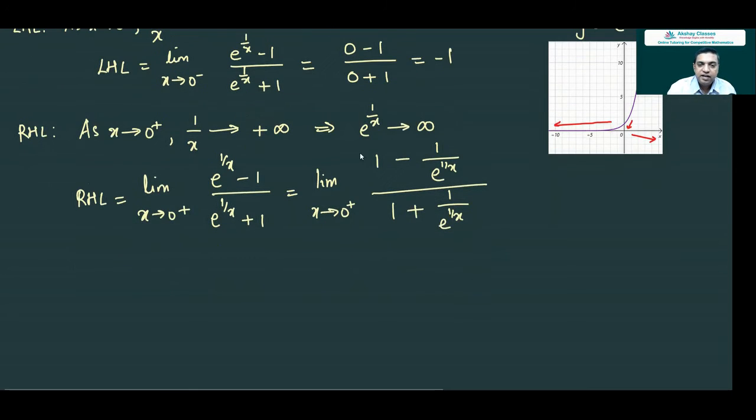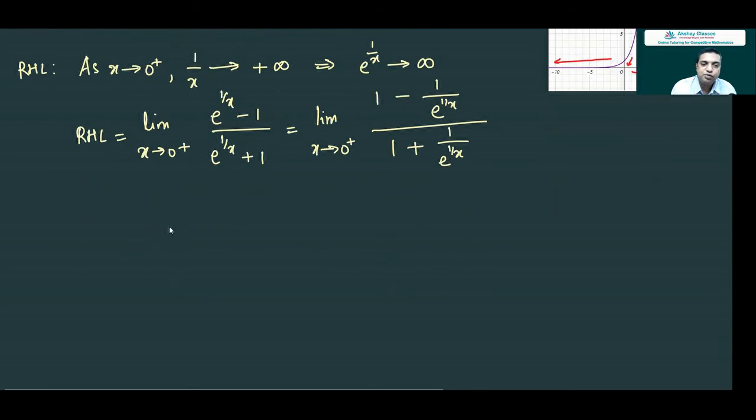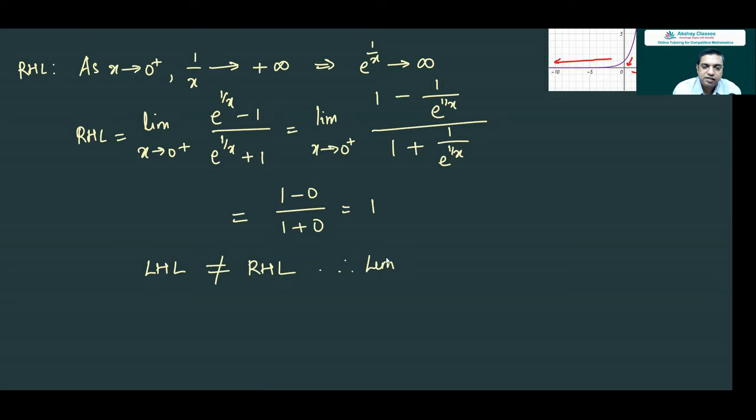So e power 1 by x is tending to infinity, so its reciprocal will tend to 0. So I'll get 1 minus 0 upon 1 plus 0, which is 1. So the left hand limit is minus 1 and the right hand limit is plus 1. So the left hand limit is not equal to the right hand limit. Therefore, the limit does not exist.